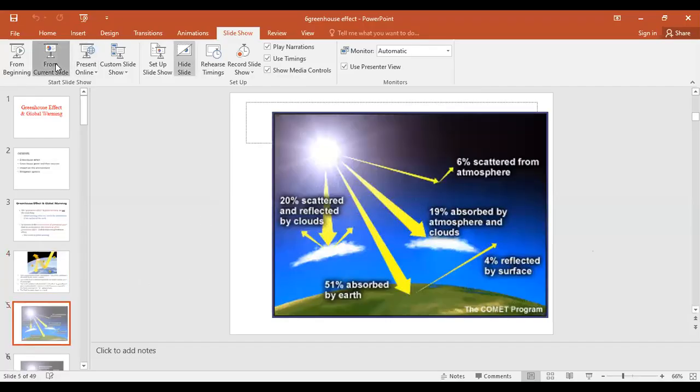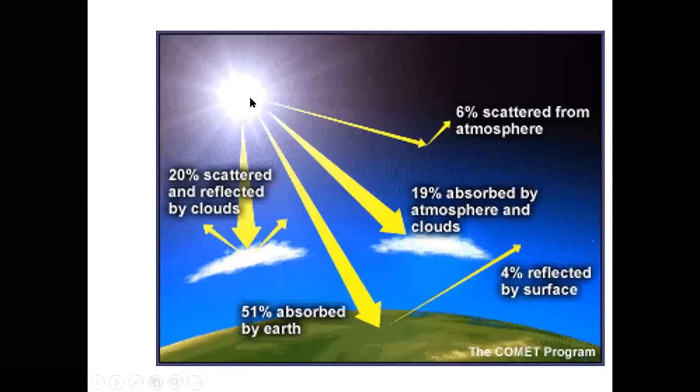So in this picture you can see the radiation comes from the sun, the part of it absorbed by the atmosphere and the clouds. So there are gases in the atmosphere, part of them are absorbed by the gases and the clouds, and some percentage of sun's radiation is scattered from the atmosphere.